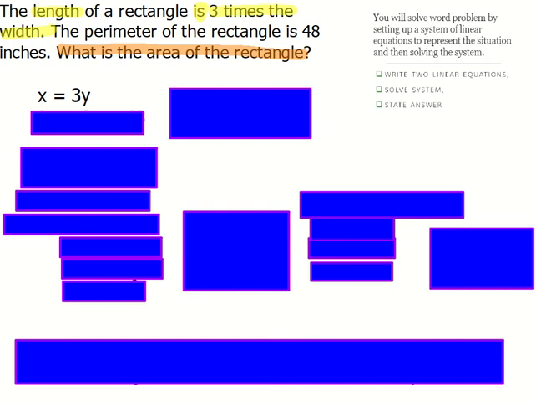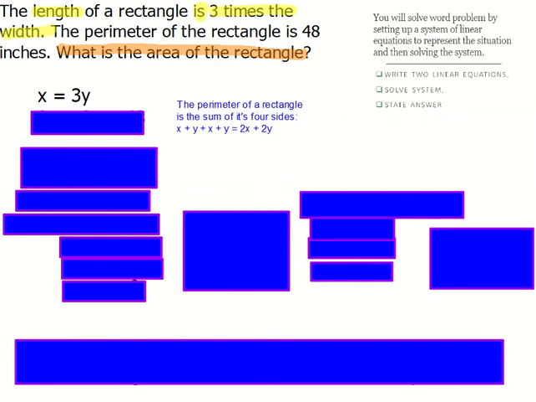So for the second equation, I have to use the perimeter. The perimeter of the rectangle is 48 inches. So just keep in mind the following. The perimeter of a rectangle is the sum of its 4 sides. So if you take x plus y plus x plus y, it's really 2x plus 2y, where x and y are the length and width of the rectangle. So here, 2x plus 2y equals 48. How do I know it's 48? Because it tells me the perimeter of the rectangle is 48.